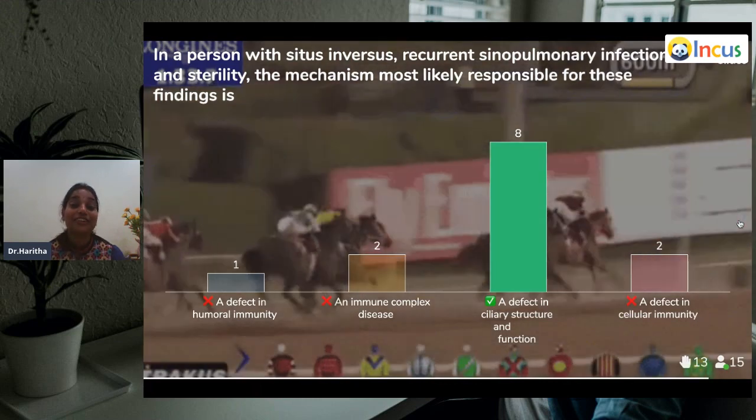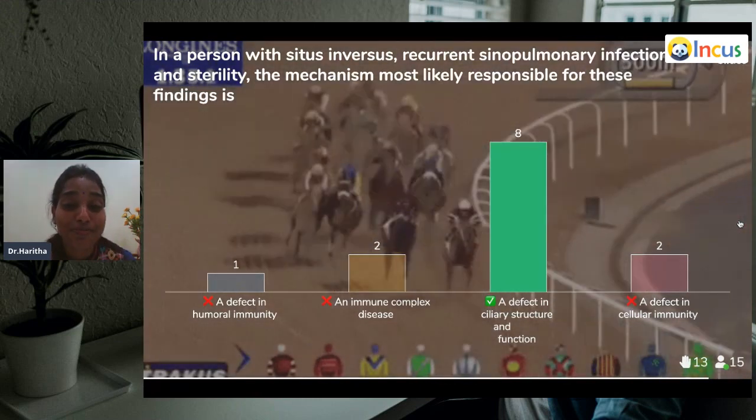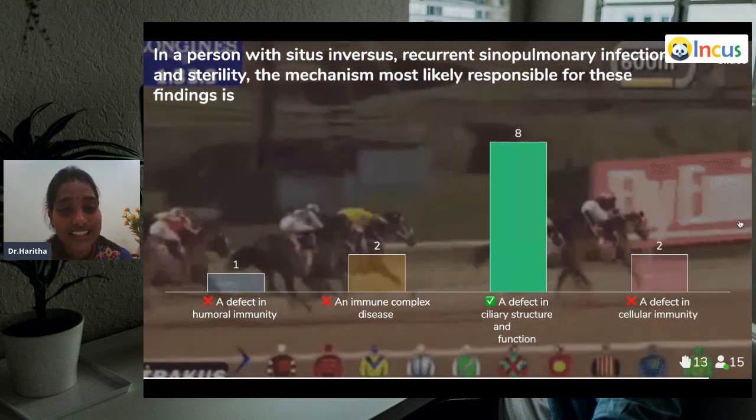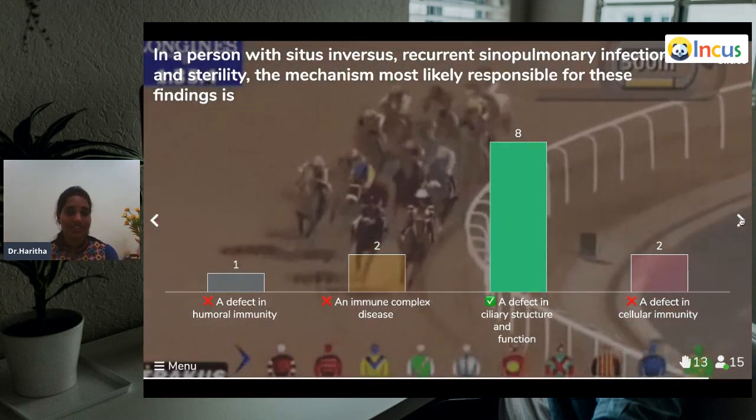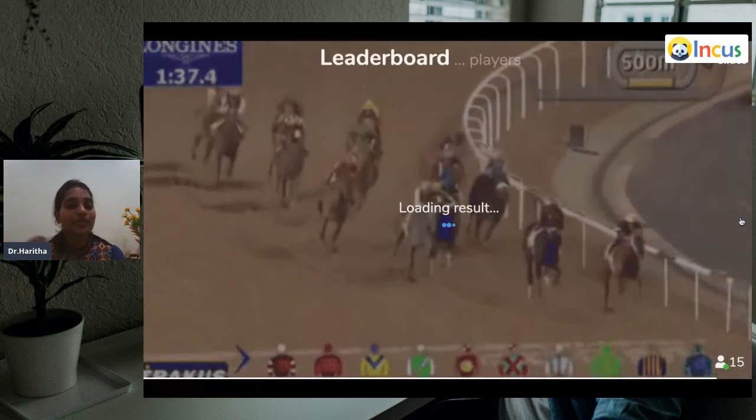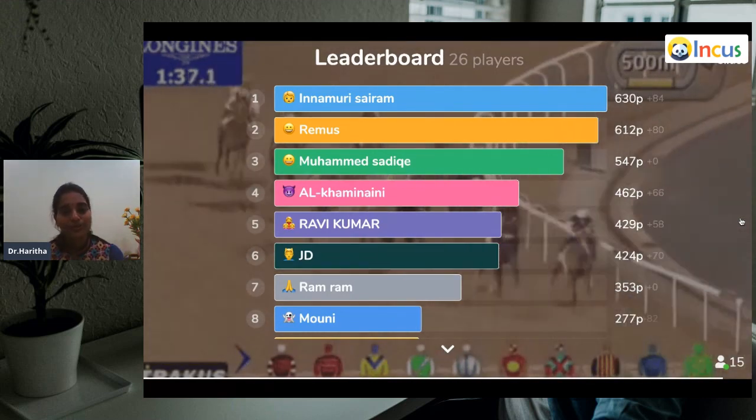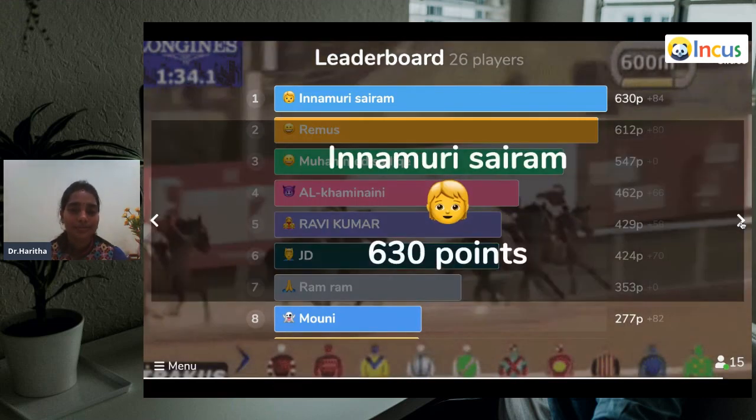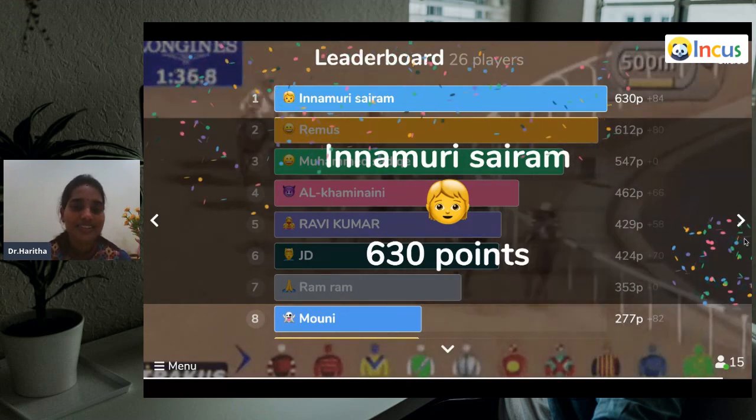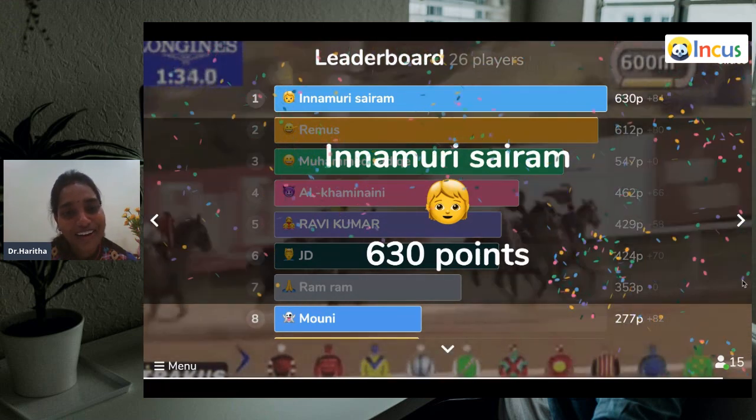Oh, yes, very good. I'm very happy with this answer. The majority wrote correctly. It is a defect in ciliary structure and function. That is the reason why. And can you recollect what syndrome it is? Kartagener's syndrome. So, very good. The dynein arm is affected in this syndrome.